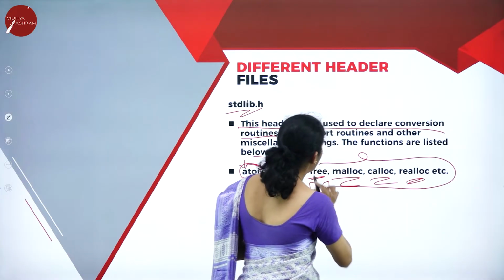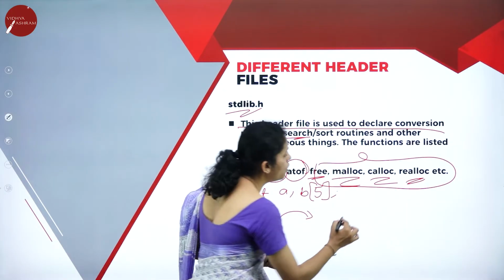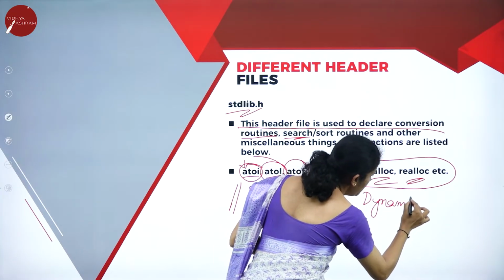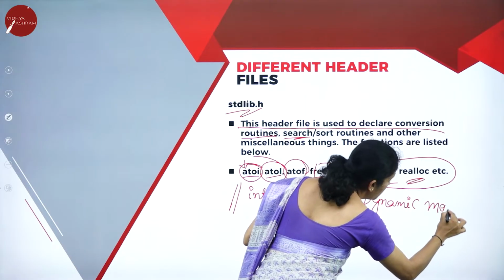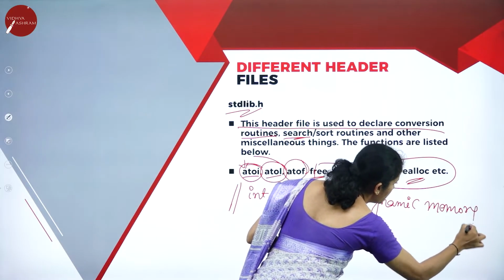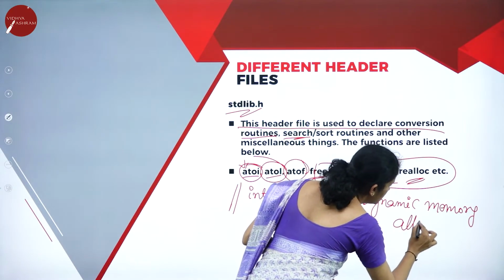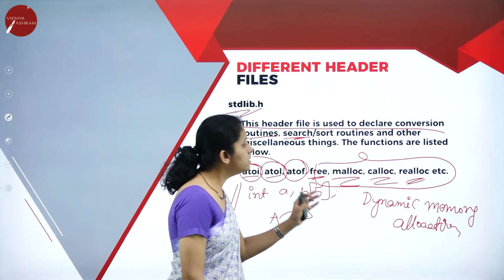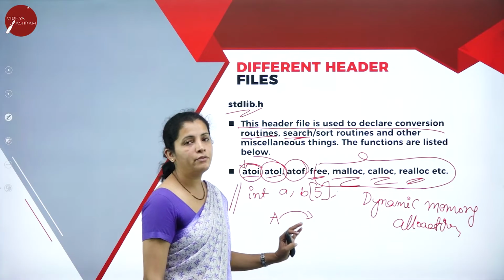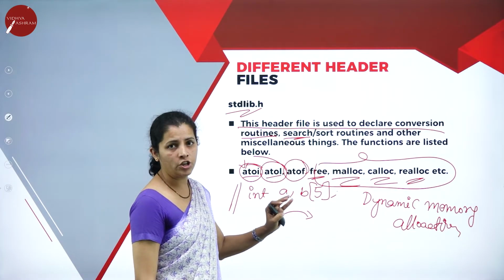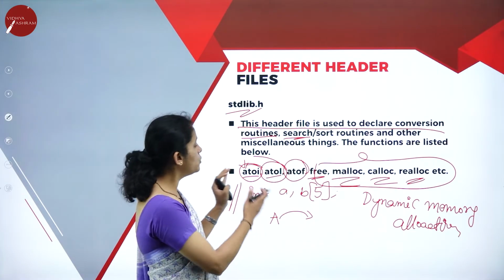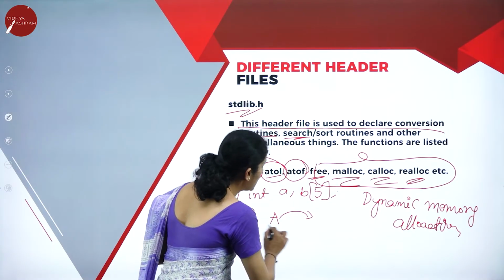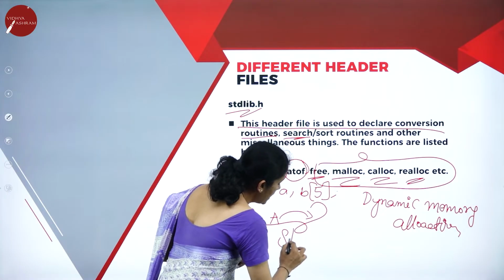And these functions are examples for dynamic memory allocation. All these functions are examples for dynamic memory allocation, and whatever memory we were allocating until now comes under static memory allocation.